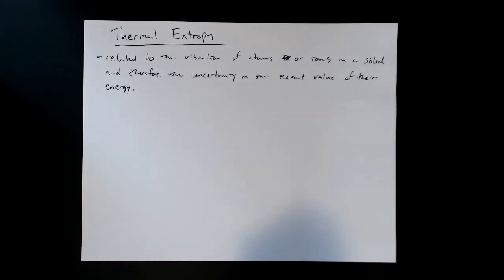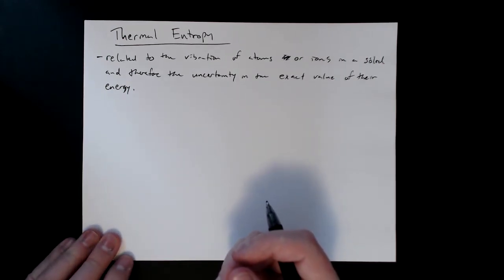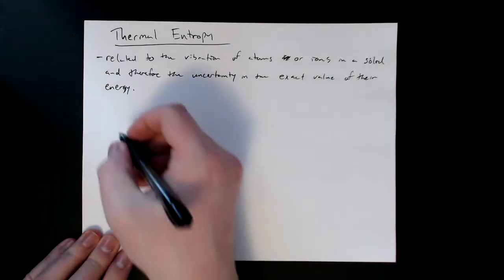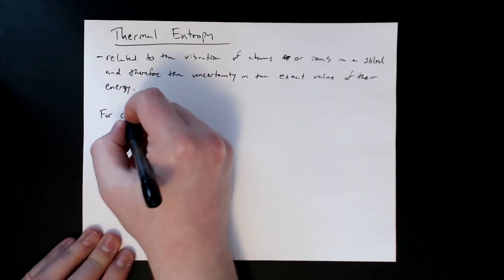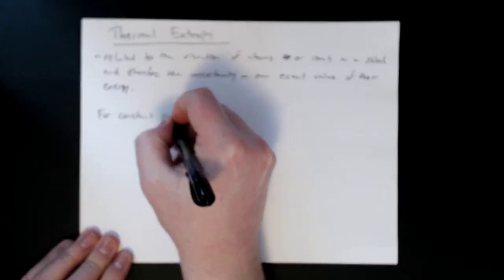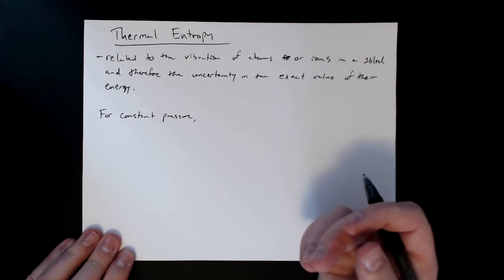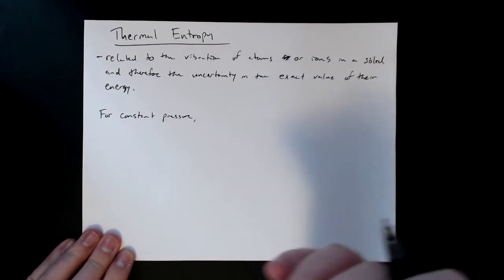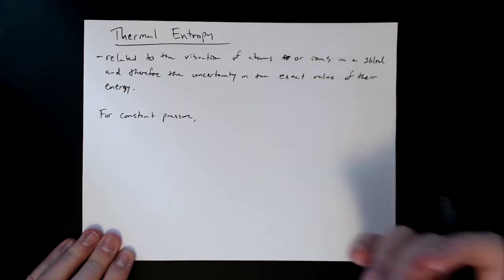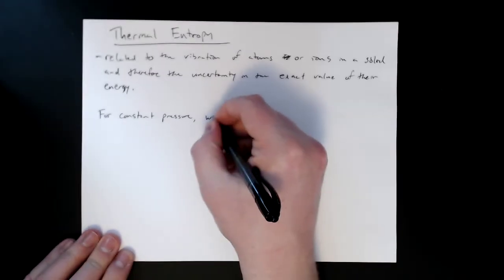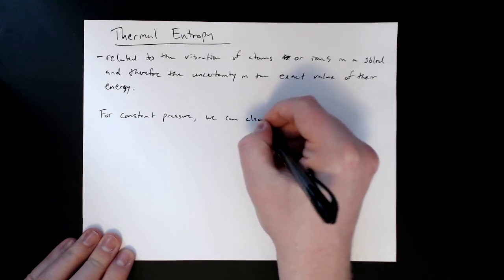So we're talking about the vibration, and that, of course, goes to thermal, because the higher the temperature, the more vibration a given atom or ion in a solid will do. So we've already talked about how we can define entropy in terms of heat, and so that's the equation we're going to use here. So if we're looking at constant pressure, and a lot of processes that we look at are at constant pressure, because if they're done at just basic atmospheric conditions, right, the pressure isn't changing. So we can calculate that for thermal entropy.